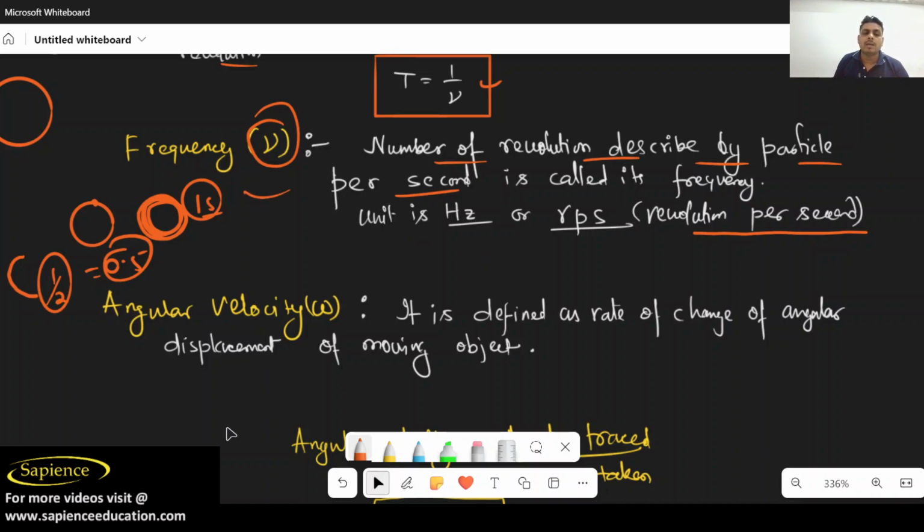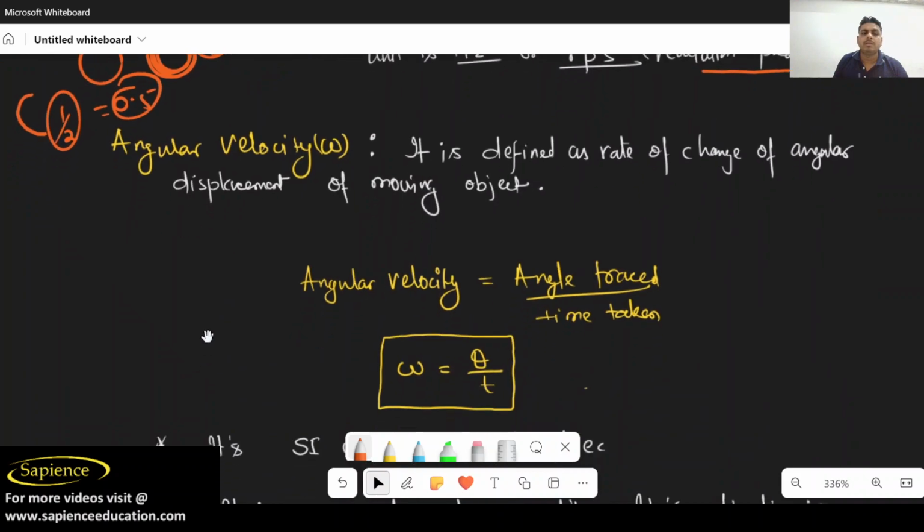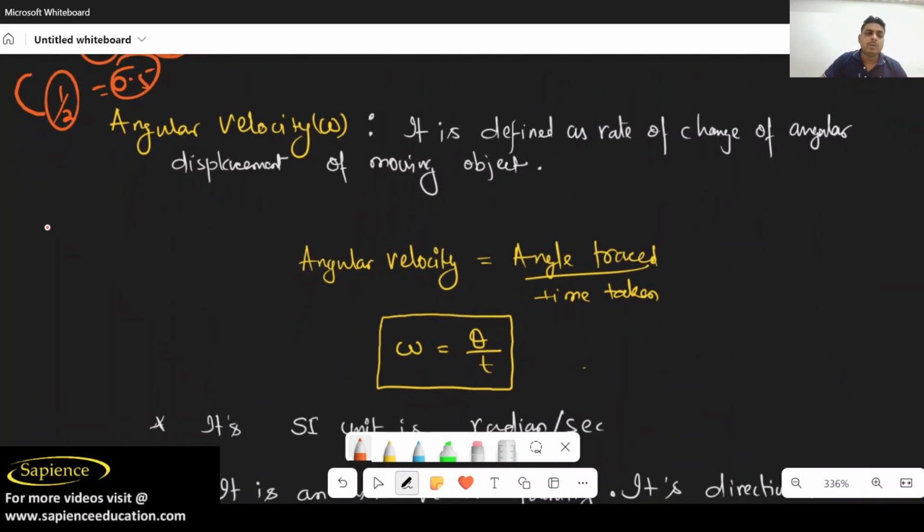Now I will talk about angular velocity. So it is very important. As we know that linear velocity is denoted by v, angular velocity is denoted by omega. So what is the difference between these? See, when an object is moving in a straight line, the velocity with which an object is moving from one point to another is called linear velocity. But here it is angular velocity, which means the speed at which it is moving through an angle. So this is known as angular velocity.